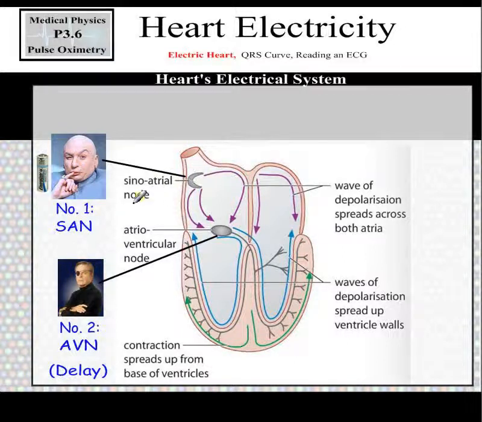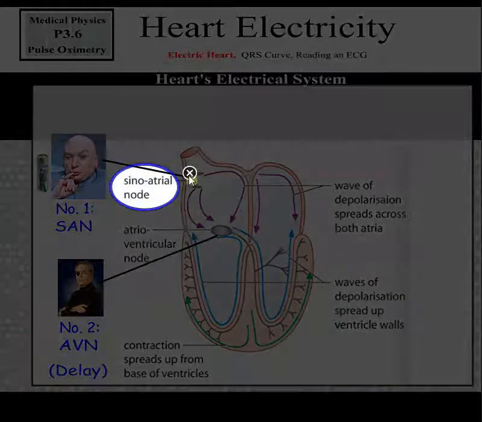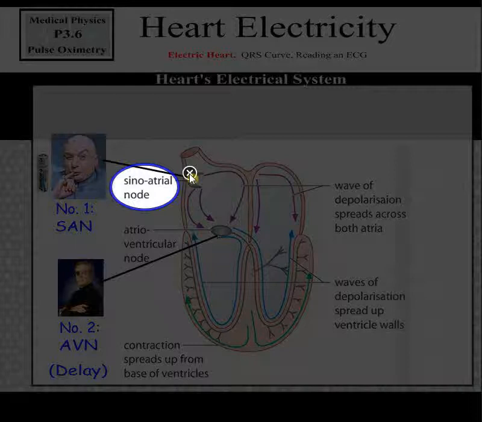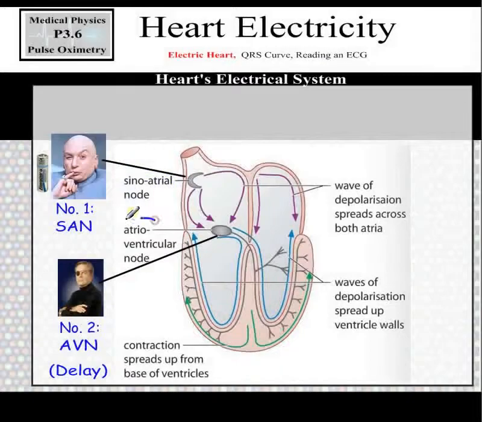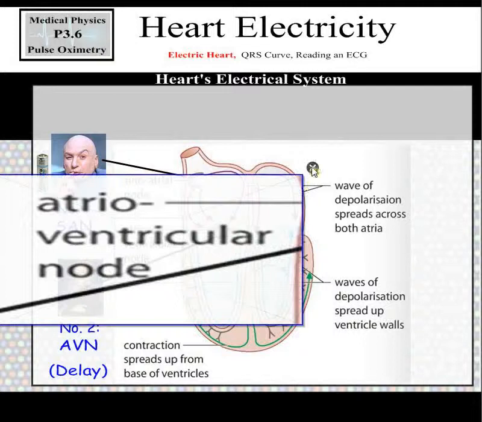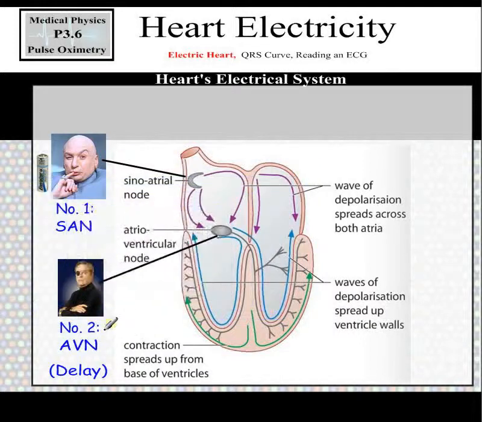So there are two giant scary names you need to know here. One, the sinoatrial node, SAN, and two, the atrioventricular node, a tricky one to say, and that's the second one you need to know. Okay, sinoatrial node, atrioventricular node, AVN. The way this works is the signal, the depolarization signal, starts off here in the SAN.